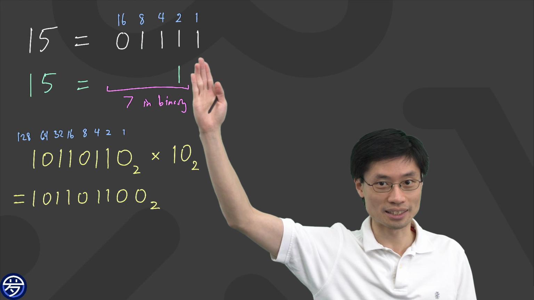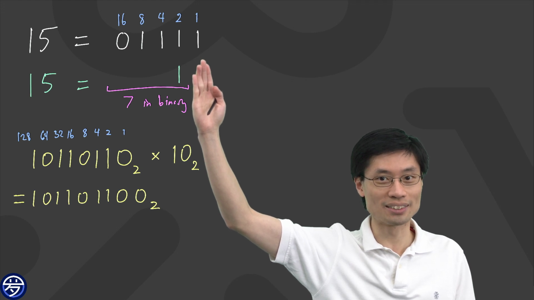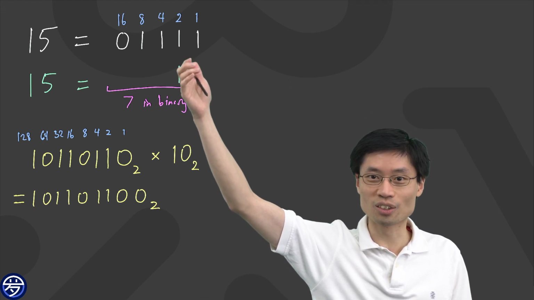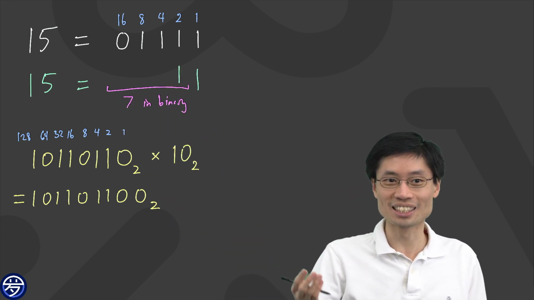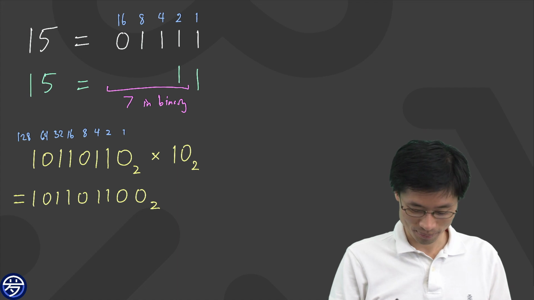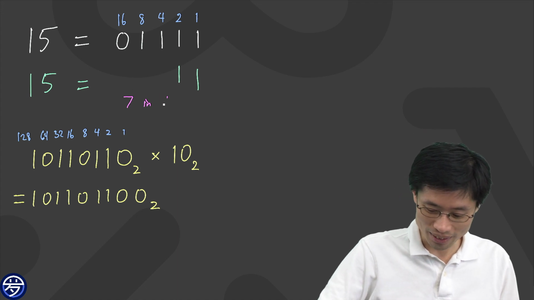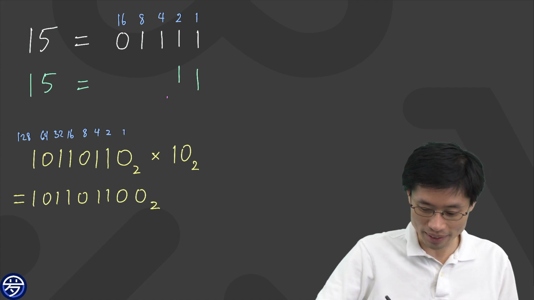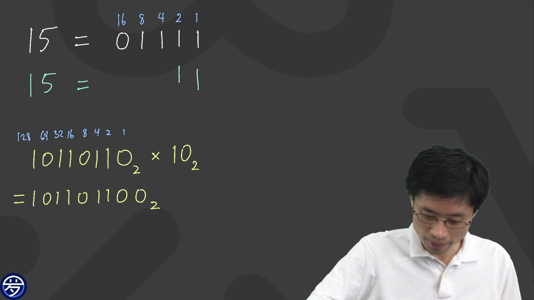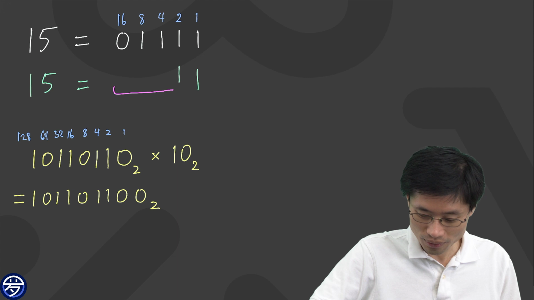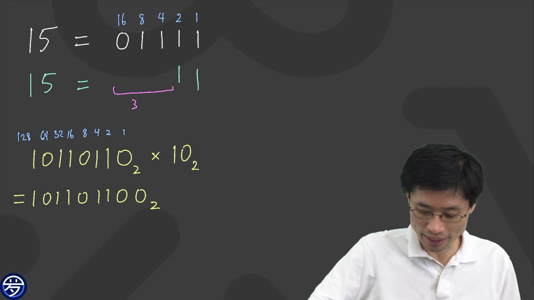Pretend that doesn't exist. This is supposed to be 6 in binary. If I ignore both of these, then what's left here is supposed to be half of 6, or 3 in binary. So now, using this working backwards method, what's here is supposed to be 3 in binary.